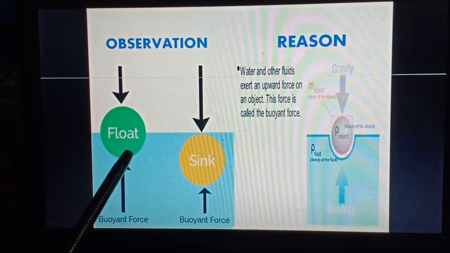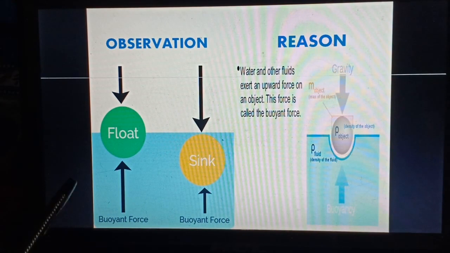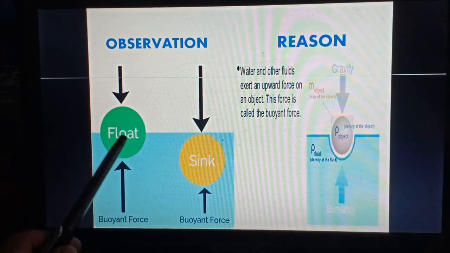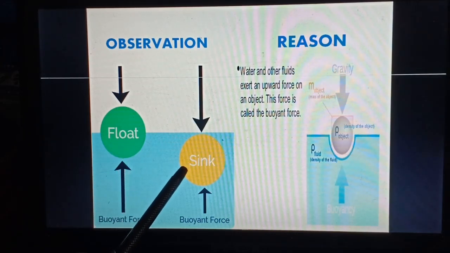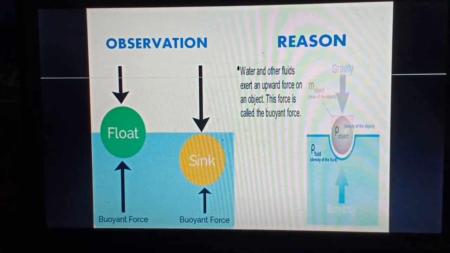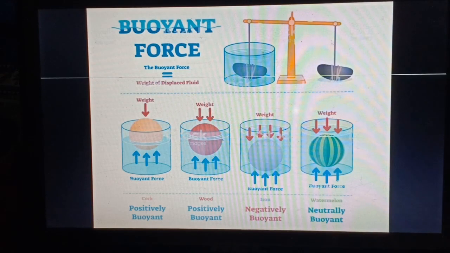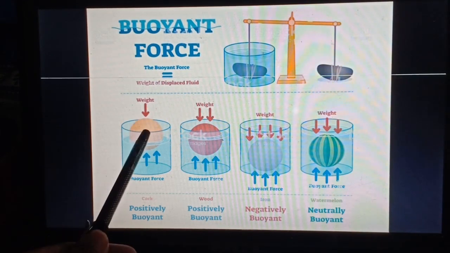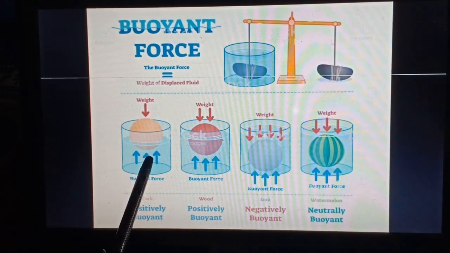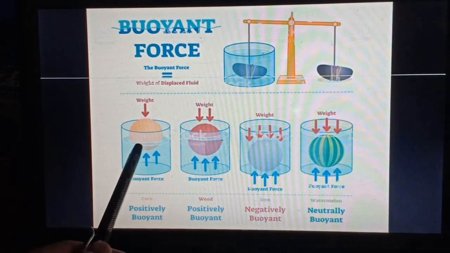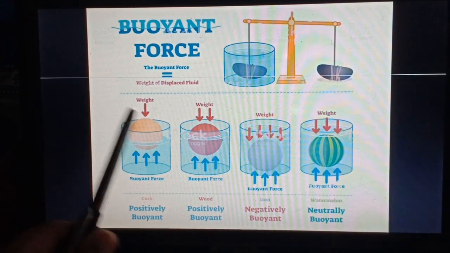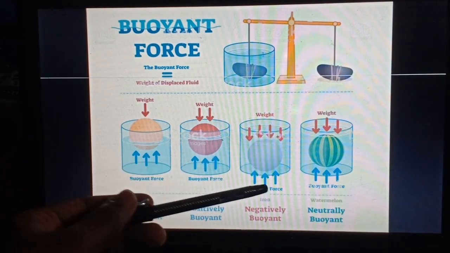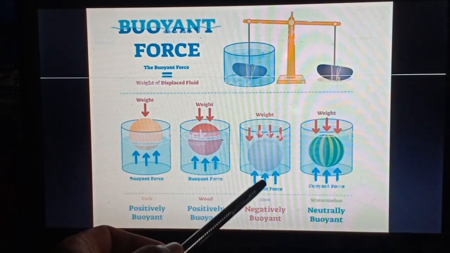So I think it's clear what the reason is behind some things floating over the surface of water, while others sink down. If the weight of the object is less compared to the buoyant force, then the body will be completely floating. If the weight increases compared to the buoyant force, then the body will start sinking.